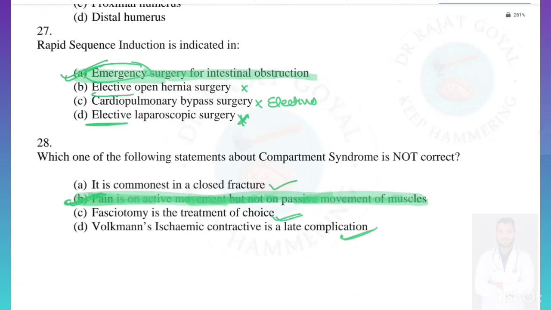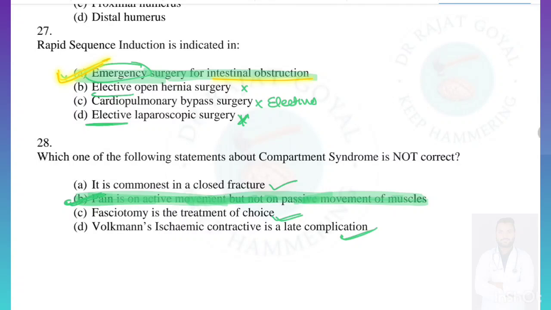Rapid sequence induction is indicated in. So rapid sequence induction is generally indicated in the case of the emergency, when we have to quickly give the general anesthesia, and generally the succinylcholine is used for this. So rapid sequence induction is indicated in emergency surgery for intestinal obstruction.